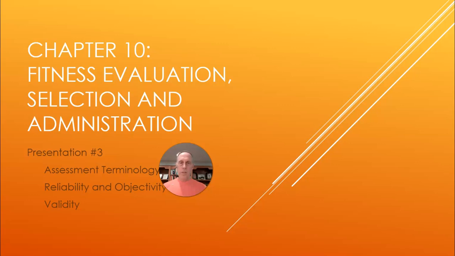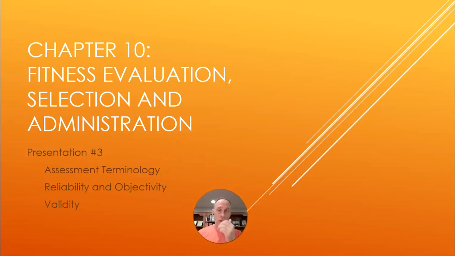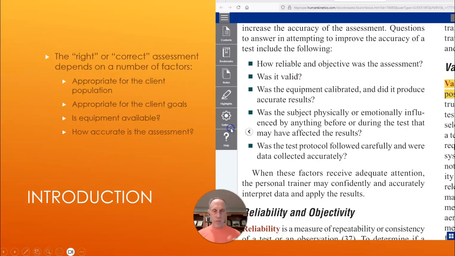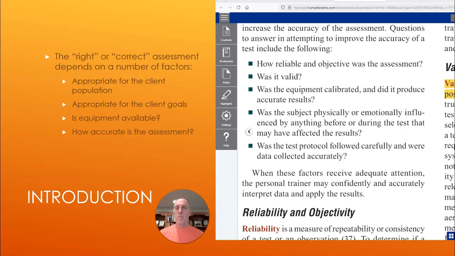Okay, here we go. This is NSCA, Essentials of Personal Training, Chapter 10, still talking about fitness evaluation, selection and administration, and now in presentation 3, we're moving into some assessment terminology, and then we get into the understanding of the terminology: reliability, objectivity, as well as validity, which are kind of key in terms of exercise testing and understanding the results.